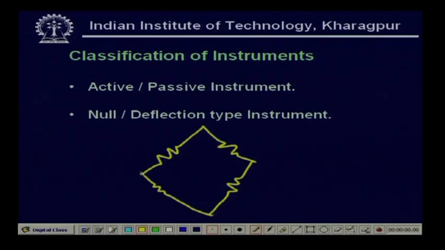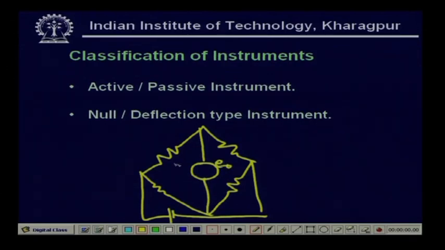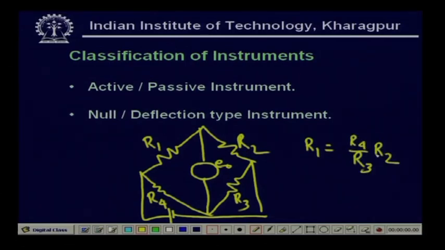This is our Wheatstone bridge. I have a power supply here and I am measuring the output voltage here, E naught. Suppose these are R1, R2, R3, R4. Simple. I can write that R1 is equal to R4 by R3 into R2. Is it not? At balance, I can write like this, when there is no current flowing through the detector. Suppose this is a detector or voltmeter.